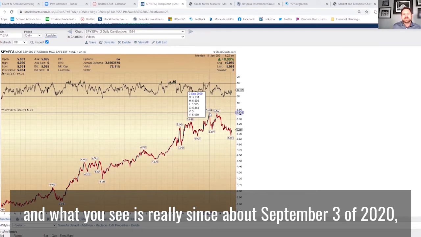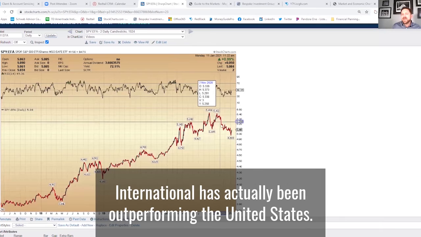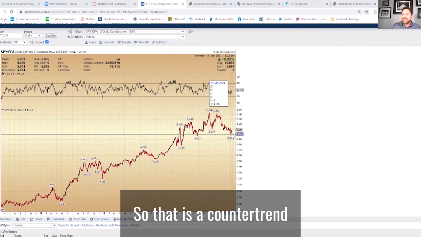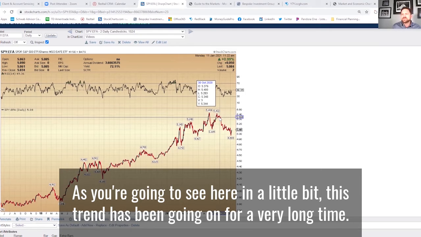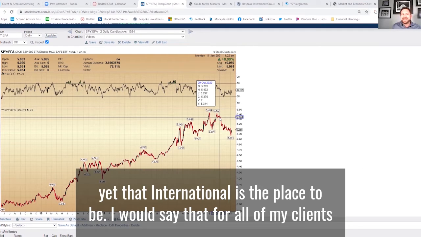And what you see is really since about September 3rd of 2020, international has actually been outperforming the United States. Okay, so that is a so-called counter trend, and it's a very short period of time. You're talking about just a couple months. And as you're going to see in a little bit, the other trend has been going on for a very long time. So I certainly would not say yet that international is the place to be.